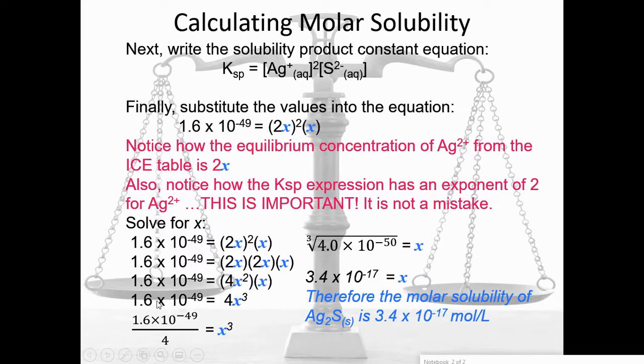Once again, after you substitute the value of KSP and you have simplified your algebraic expression to 4x cubed, you can solve for x by dividing the KSP by this coefficient of 4. Then you take the cube root to give you 3.4 times 10 to the negative 17. This is the molar solubility of silver sulfide: 3.4 times 10 to the negative 17 moles per liter. There are units when you're calculating the molar solubility. There are no units for calculating the KSP. So note that difference.